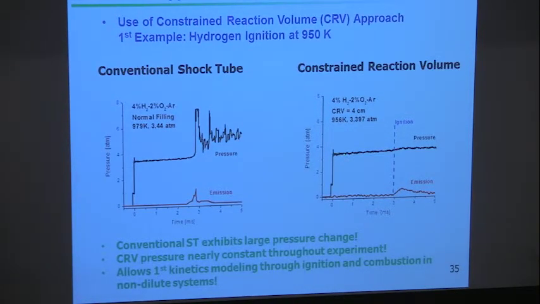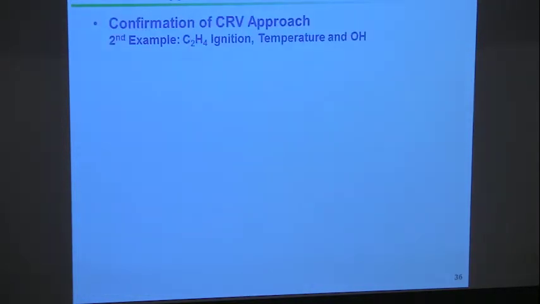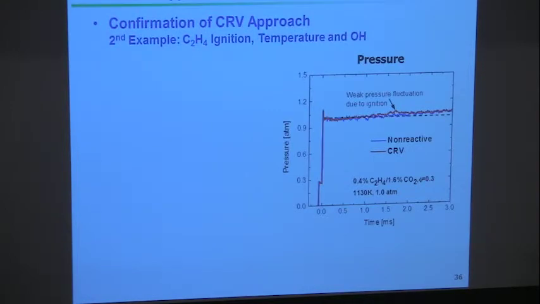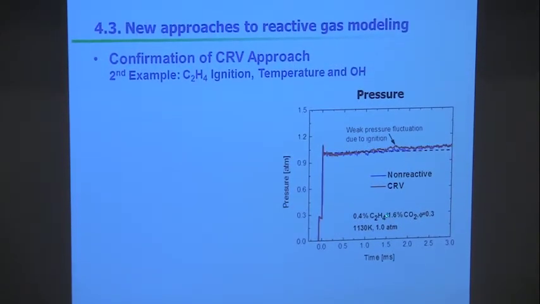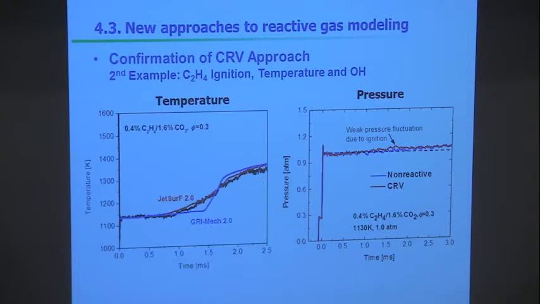Now, the pressure is not exactly constant, so I would impose what's called the specified pressure model in ChemKin. This is just some examples that show if we looked at ethylene experiments. First we do a non-reactive experiment without ignition, that's the blue. We measure now with the constrained reaction volume in place. You can barely see the ignition takes place.